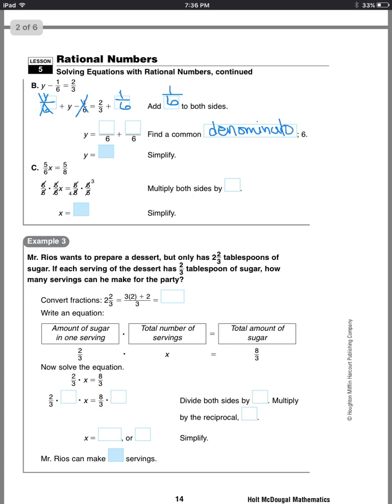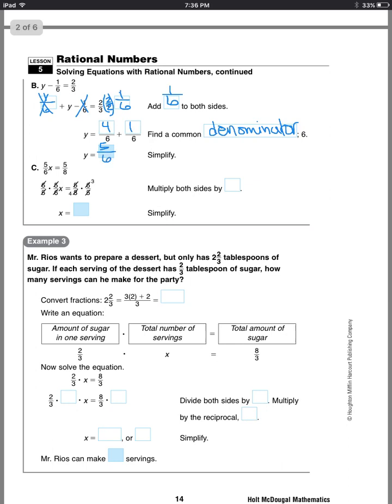Hopefully you know that the common denominator of 3 and 6 is 6, because 3 goes into 6, so 6 is the larger number, and it's the common denominator. So 3 times what gets us 6? 2. So we have to multiply this by 2 over 2, and we get 4 over 6 plus 1/6. And then we can add and get y equals 5/6.